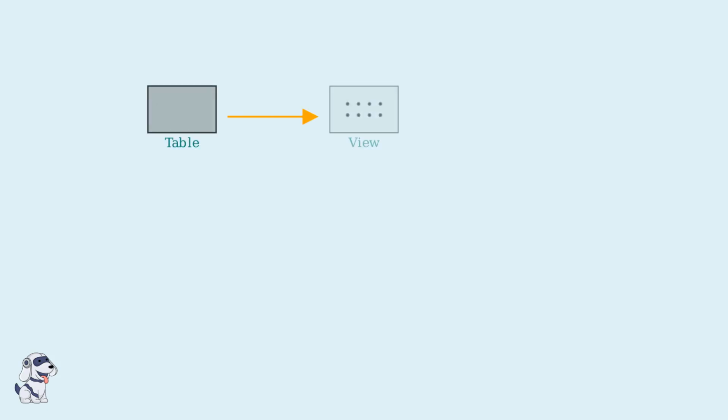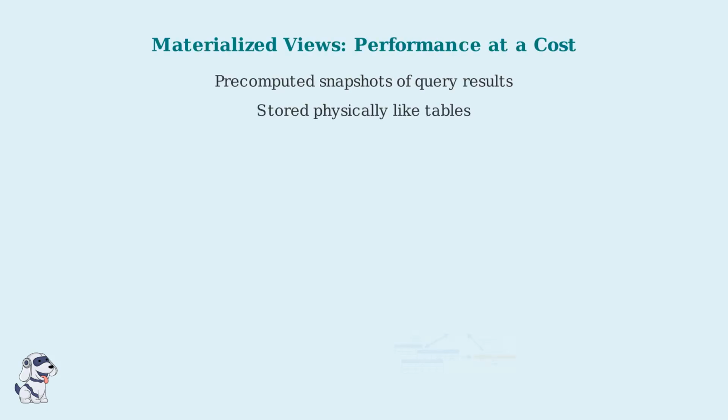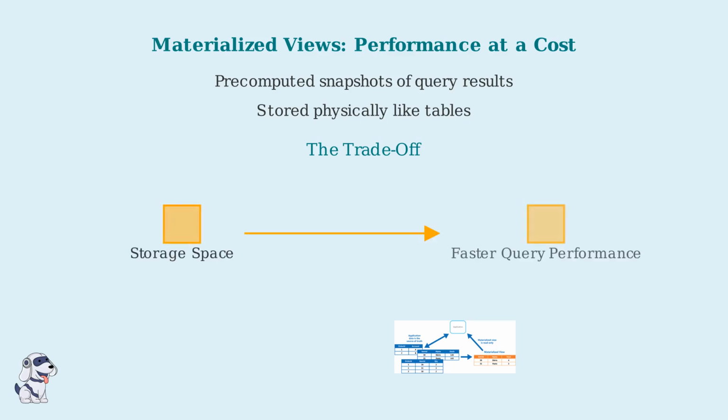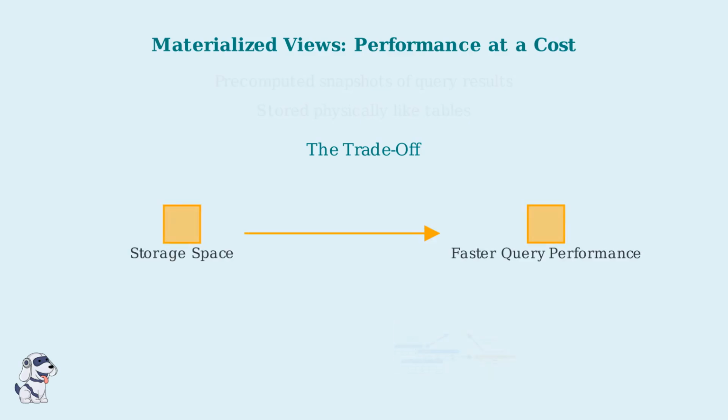Materialized views are pre-computed snapshots of query results, stored physically like tables. They trade storage space for faster query performance by avoiding recomputation.